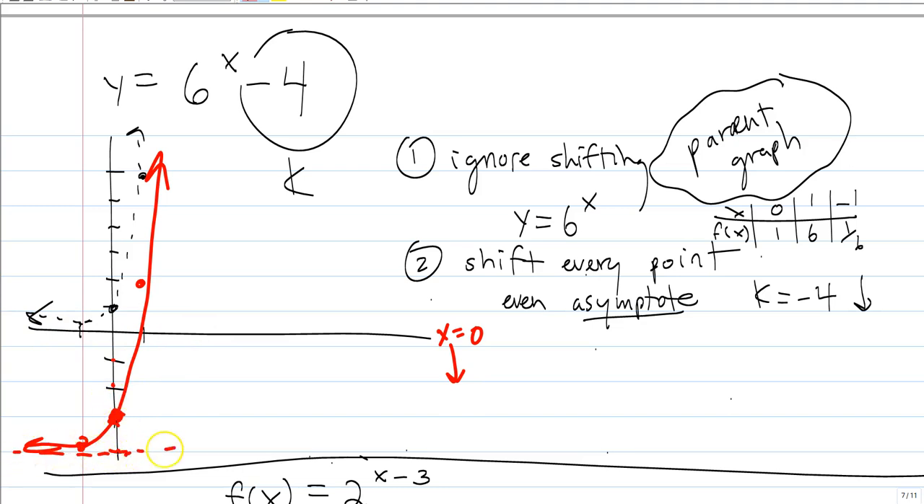So now we have an asymptote at y does not equal -4. Sorry about that, sloppy. In fact, the asymptote will always be at y cannot equal k. If a graph gets shifted up or down, so does the asymptote. That's it. So graph the parent, shift it, piece of cake. Let's keep trying.